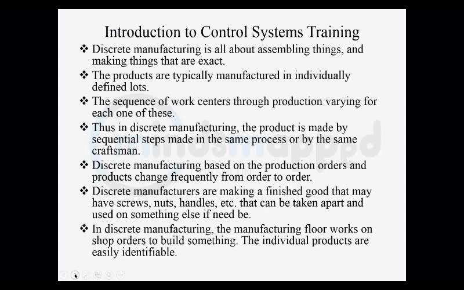So discrete manufacturers are making a finished good that may have screws, nuts, handles, etc. that can be taken apart and used on something else if need be. What it means is that, as I said earlier, you have smaller parts that you put together to create a final finished product. So you can take them apart or you can use the same thing on something else as well.